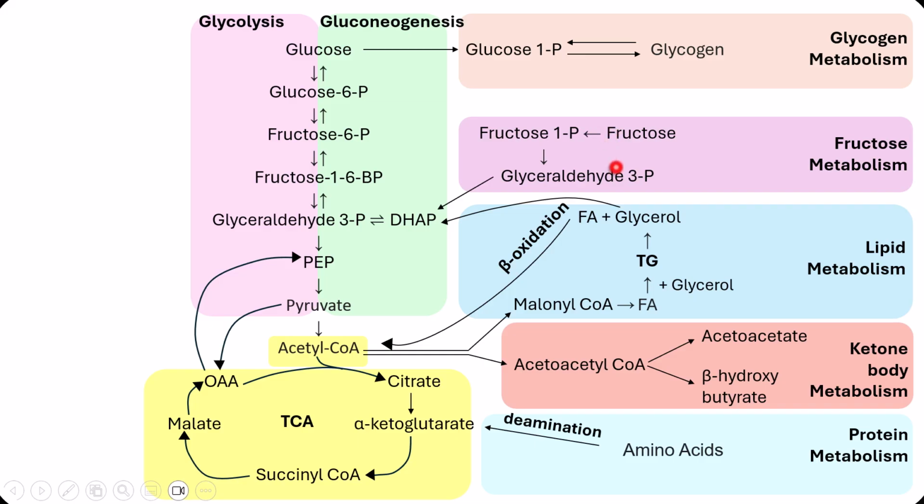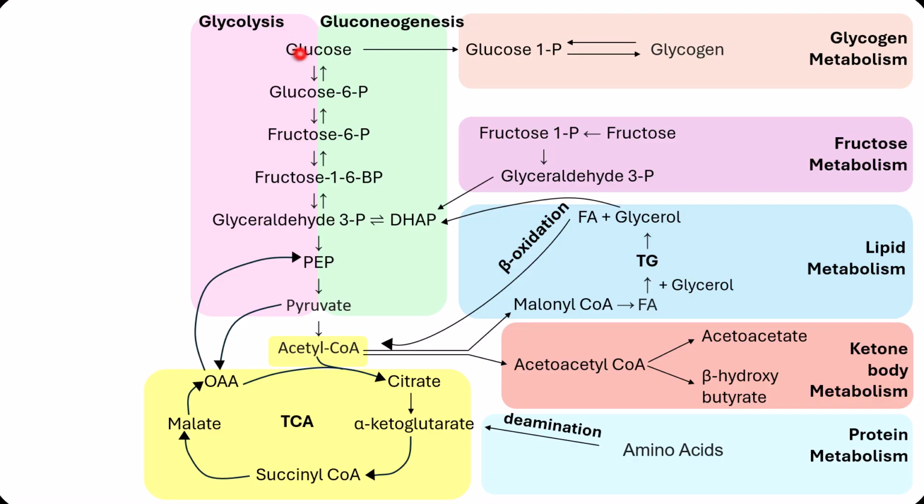It is a busy slide, you can see that, but what happens is there is glycolysis, there is gluconeogenesis and glycogen metabolism, fructose metabolism, lipid metabolism, ketone and protein metabolism. All these metabolisms are integrated with each other, and for that integration there must be something which is controlling the inflow and outflow of intermediates from one pathway to another. So we'll be coming to that.